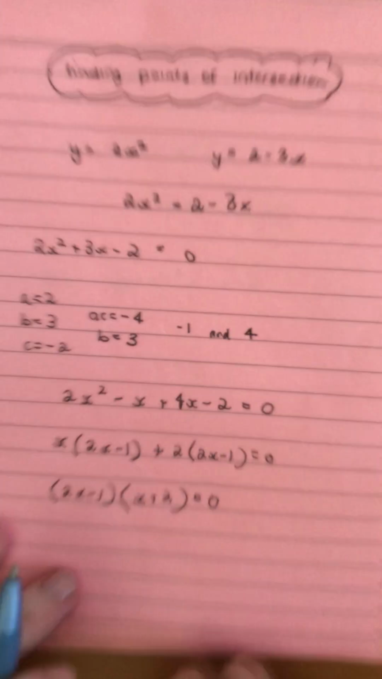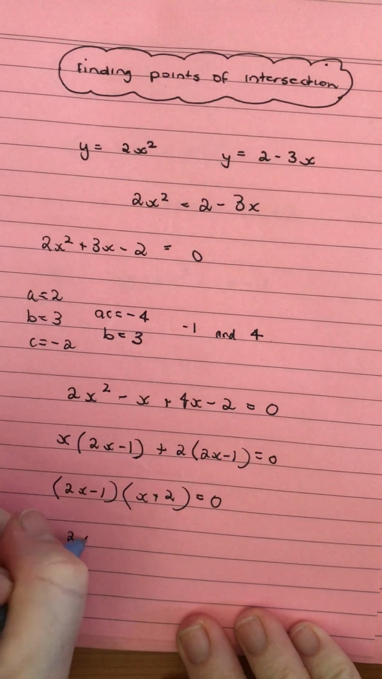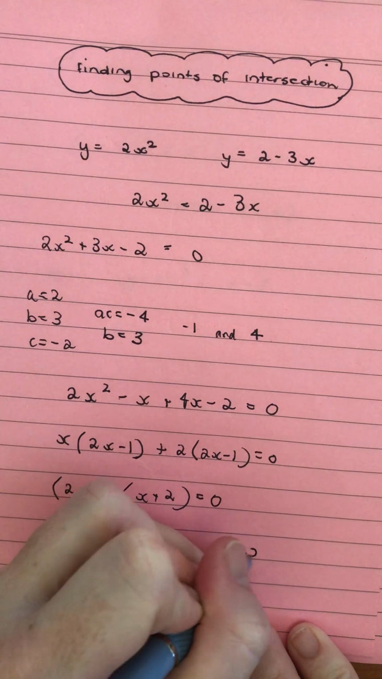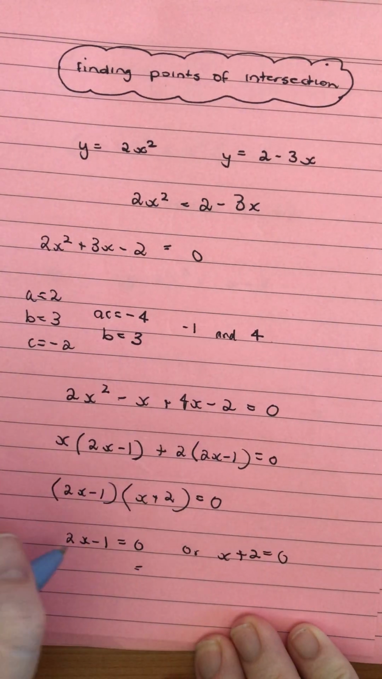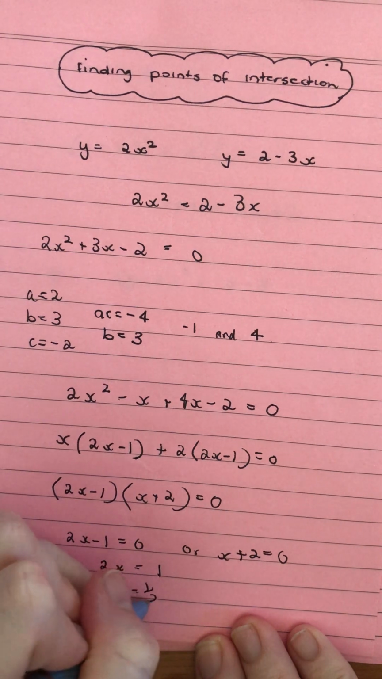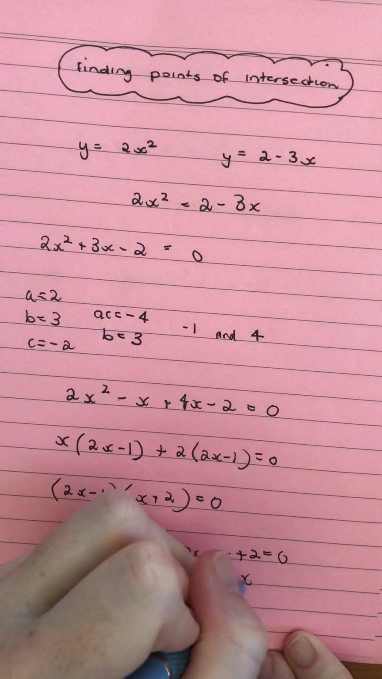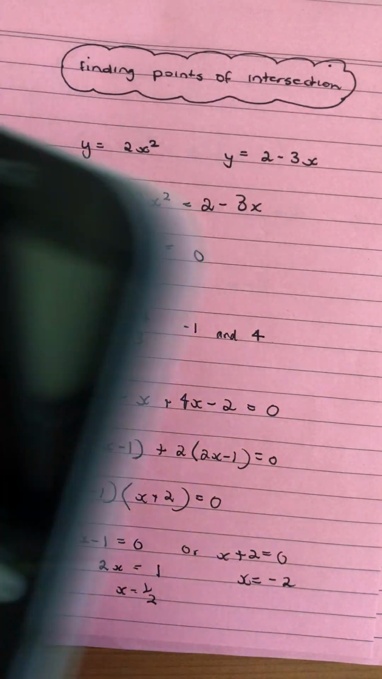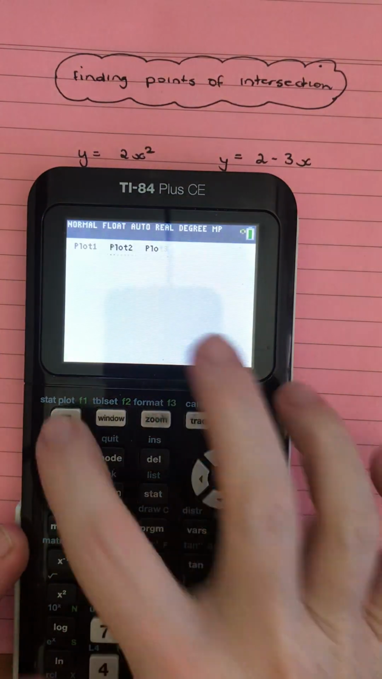Now that we've got that, obviously we can solve and say, using our null factor law, that 2x minus 1 equals 0 or x plus 2 equals 0. So if 2x minus 1 equals 0, 2x is equal to 1, so x is equal to half. And if x plus 2 is equal to 0, x must be equal to negative 2. There are two values. Our other option is to grab our calculator and pop them both in.